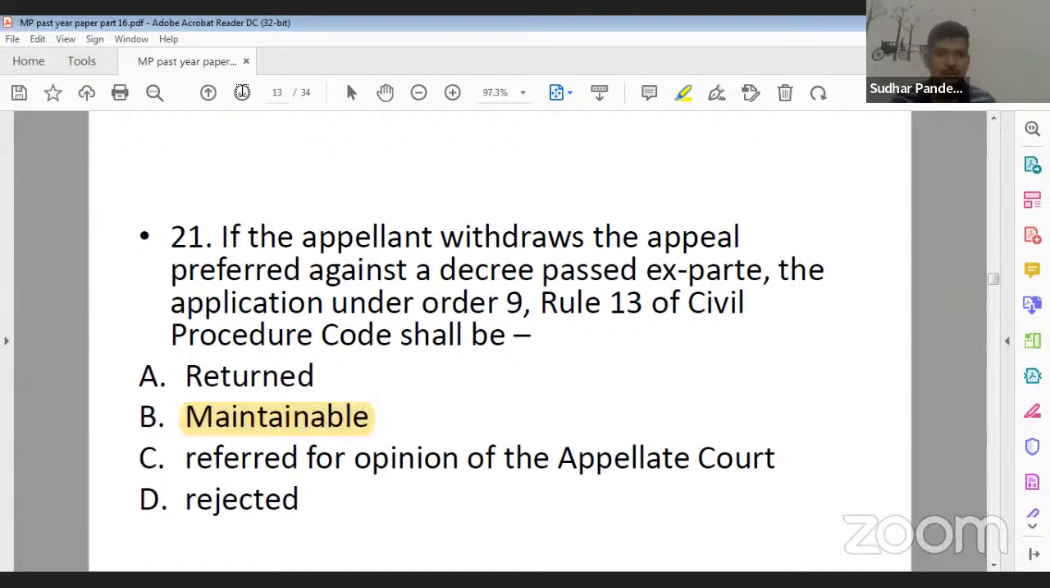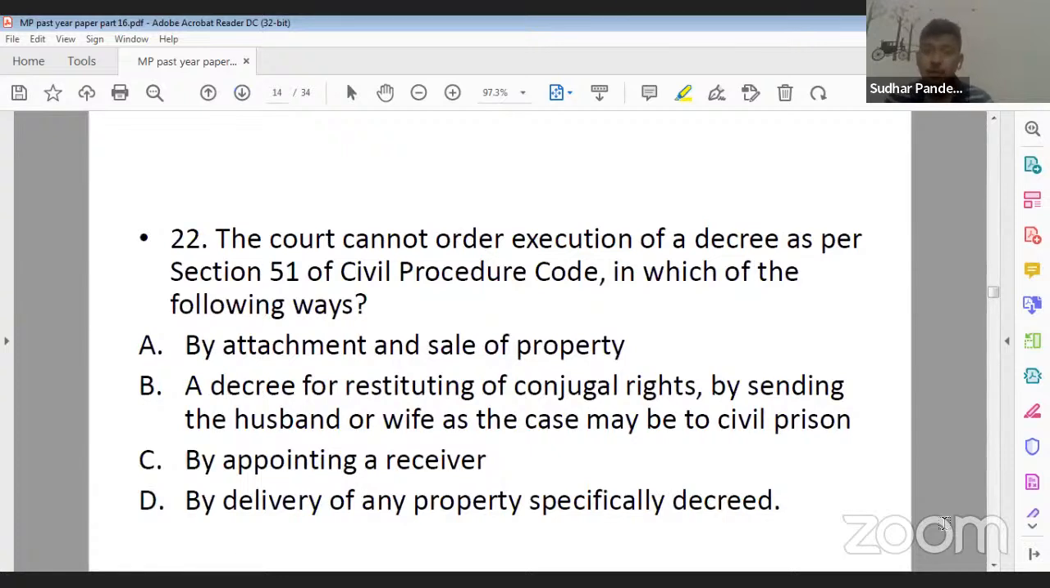Now, next question is question number 22. The court cannot order execution of a decree as per section 51 of C.P.C in which of the following ways? Option A, by attachment and sale of property. Option B, a decree for restitution of conjugal rights by sending the husband or wife, as the case may be, to civil prison. Option C, by appointing a receiver. Option D, by delivery of any property specifically decreed. So question number 22, what should be the correct answer?